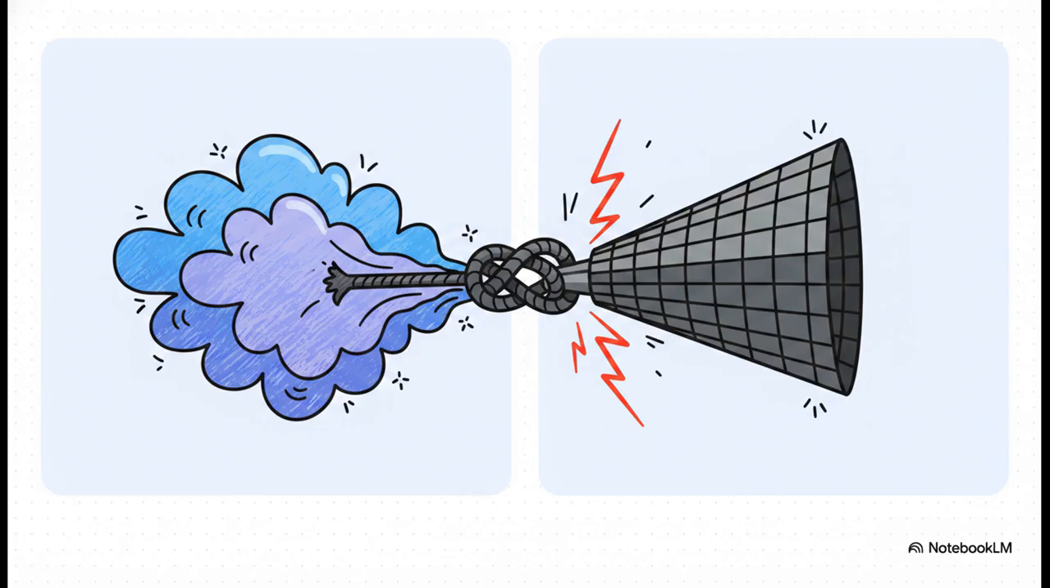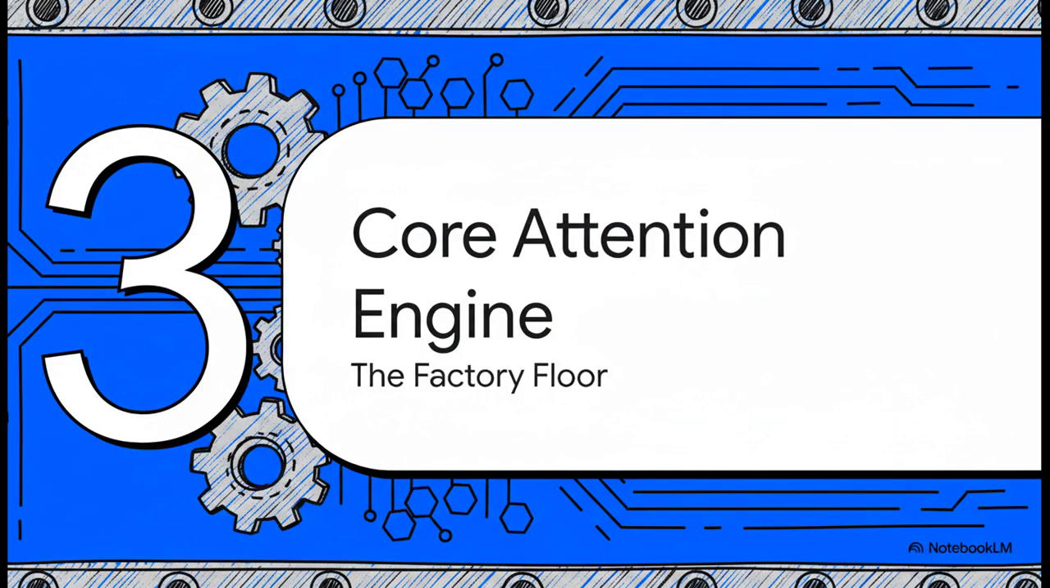This gradient imbalance creates what's called unembedding bias, where the input representation severely degrades. It became such a massive bottleneck that state-of-the-art architectures like Llama 3 have completely abandoned weight tying. They decided to decouple the matrices entirely to improve downstream performance, happily eating the higher memory cost to get that better reasoning. Moving on to checkpoint 3, the core attention engine, the factory floor.